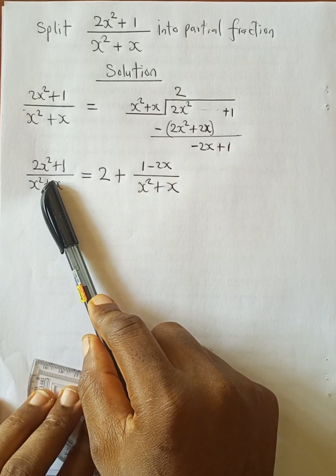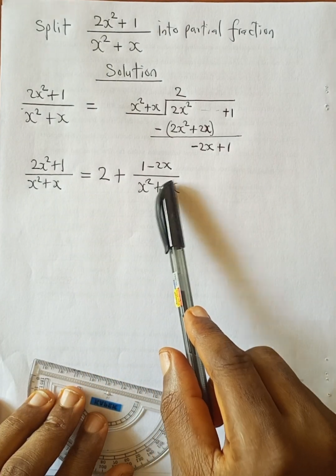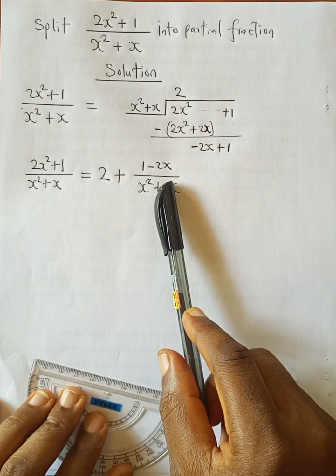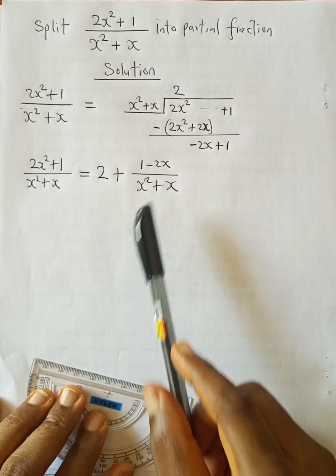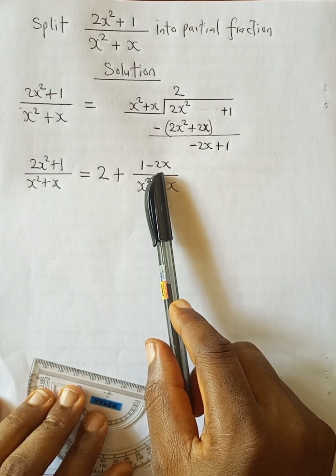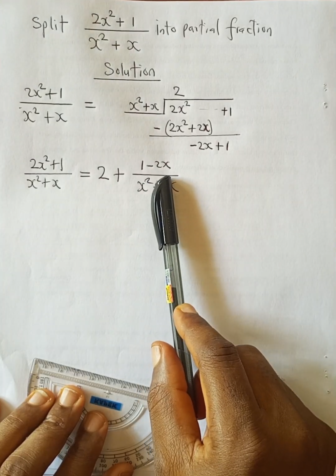So what are you now to do? It is this one that you will now split into partial fraction and put it back here before you present your answer. It is only this one that you will split into partial fraction. So let's split only this one into partial fraction.